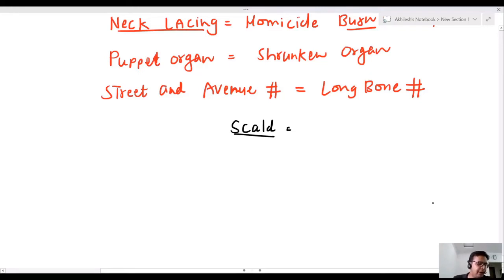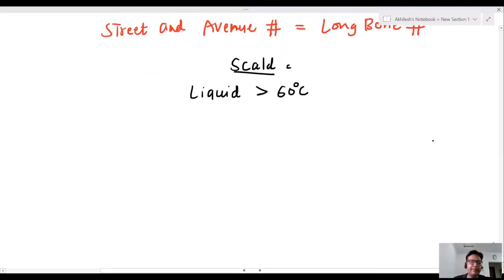Scald is a type of burn. It is the application of liquid more than 60 degrees centigrade. This is known as scald. There is no blackening because it is liquid.